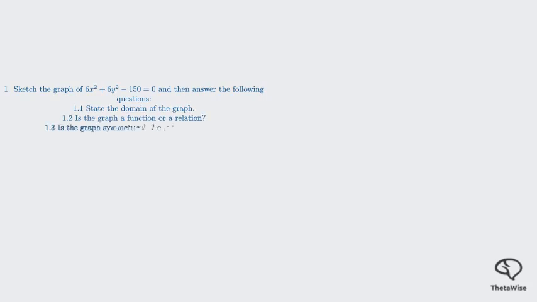Question 1 asks us to sketch the graph of the equation 6x squared plus 6y squared minus 150 equals 0, and then answer 3 follow-up questions. First, let's analyze the equation. We have 6x squared plus 6y squared minus 150 equals 0. The fact that both the x squared term and the y squared term have the same positive coefficient, which is 6, is a key indicator. This equation represents a circle.